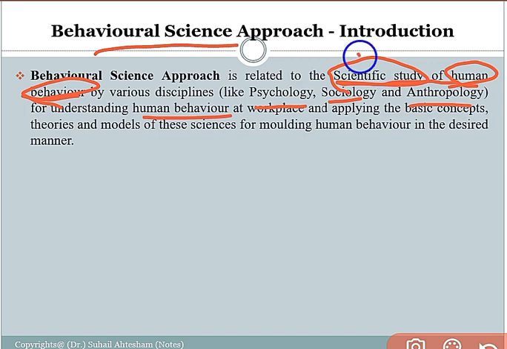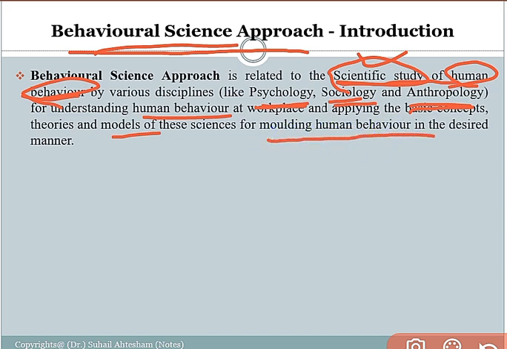So basically it is a scientific study. Behavioral science approach is a scientific study of human behavior by various disciplines like psychology, sociology, and anthropology. And these theories and models are applied in scientific form for molding human behavior in a desired manner. It is basically studied for knowing the exact mental and physical status of the individual in the organization and molding his behavior in the right path, so that it may be helpful for the individual as well as for organizational development in a competitive market.